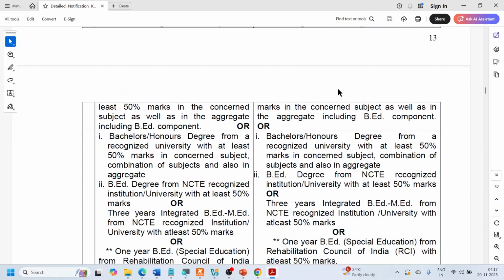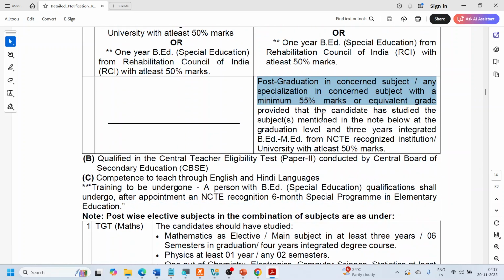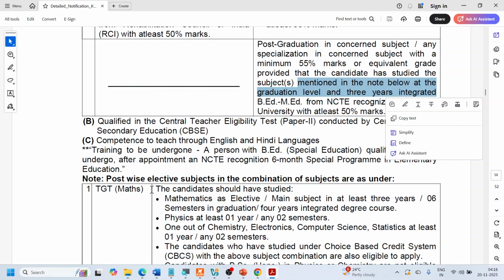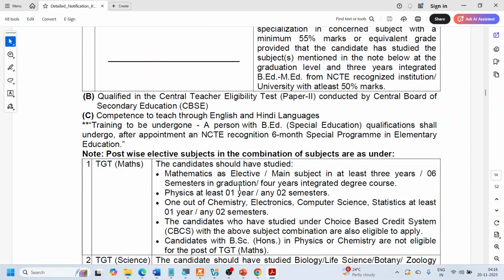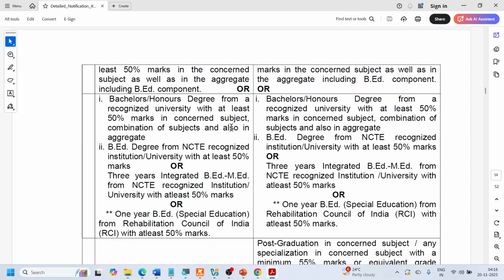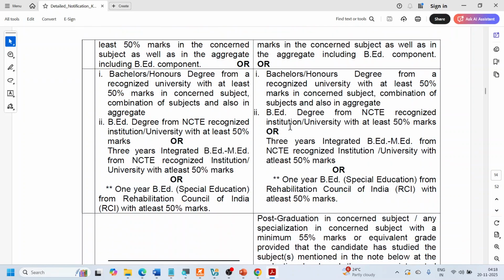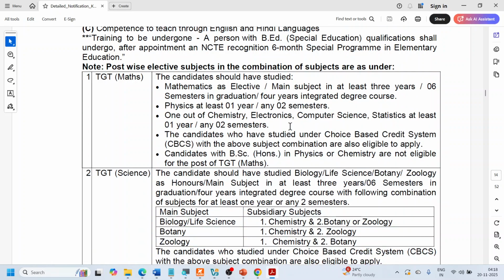This is for Navodaya. For Navodaya they have an additional option, and the additional option is that you must have a post graduation in the concerned subject with any specialization, and they have given a note here for the additional subjects. If you notice, the note that is given over here is for the Navodaya Vidyalaya, not the Kendriya Vidyalaya. Now for Navodaya Vidyalaya, they have specified some notes here.